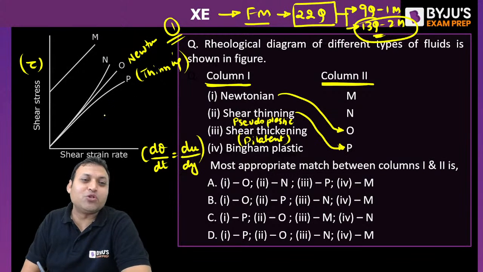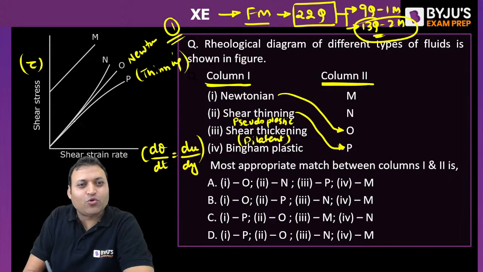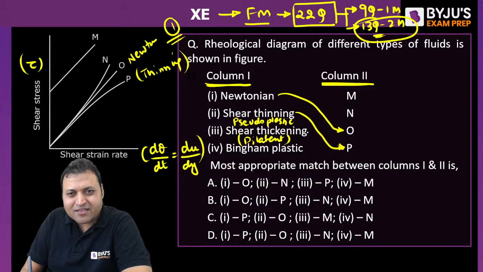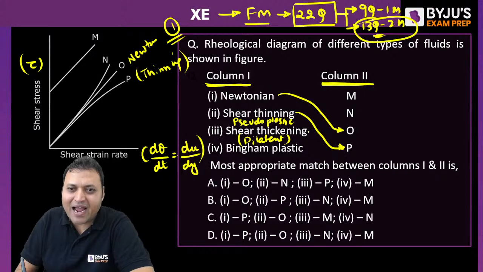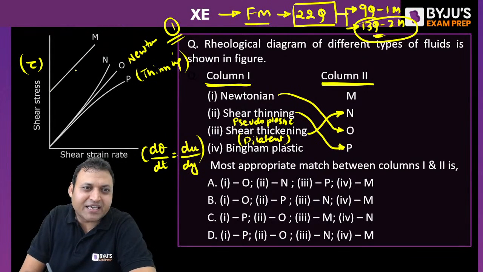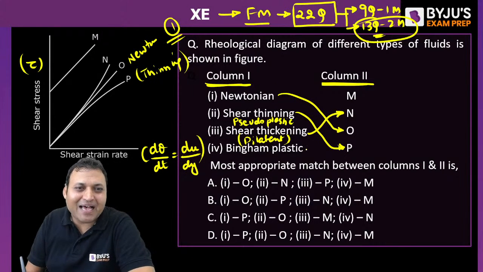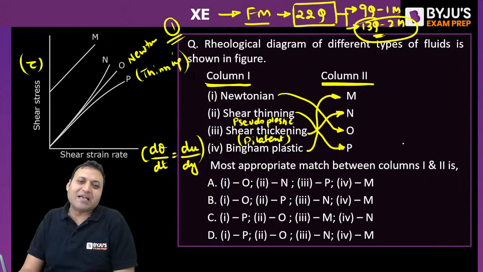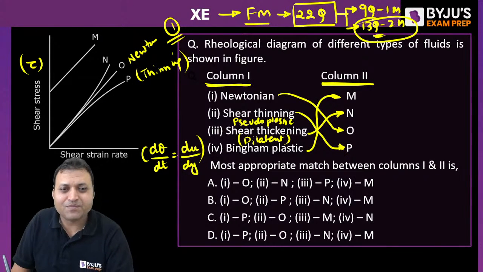Shear thickening fluids are those whose viscosity, or the slope, keeps on increasing from 0 with the increase in flow rate. So N will be shear thickening fluid or the dilatant fluid. And Bingham plastic is again a straight line, constant viscosity, but it will not pass through the origin. So Bingham plastic, or we can also call it ideal plastic, is curve number M. So this is how you can select the appropriate option. Which of the options is representing the correct relationship?